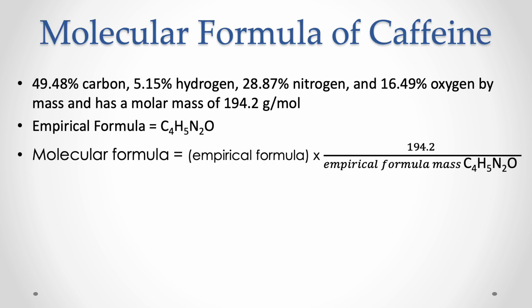Now we can find the molecular formula by finding the relationship between the molecular formula mass and the empirical formula mass. This equation has been explained in earlier videos. Briefly, we can multiply the empirical formula by the ratio of the molecular formula molar mass, which is given in the problem, and the empirical formula molar mass. Here, the ratio is 2.